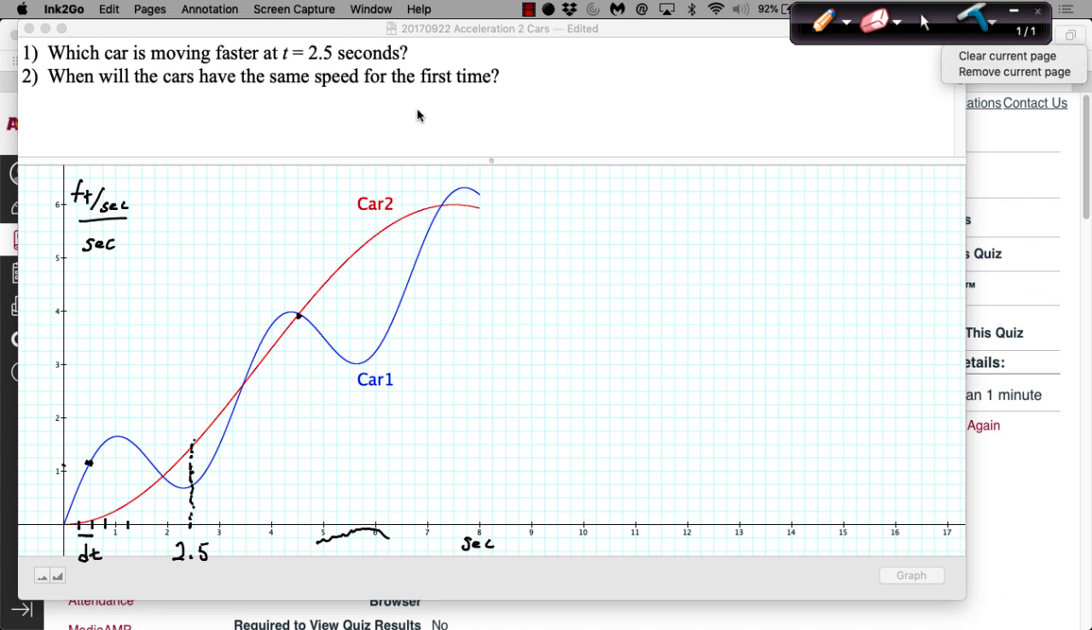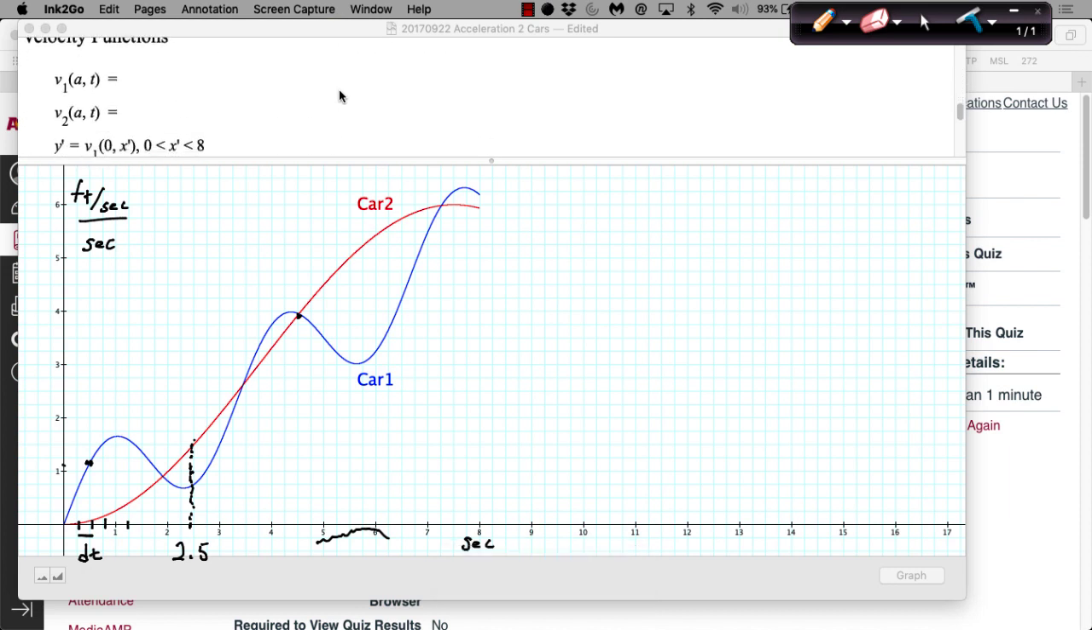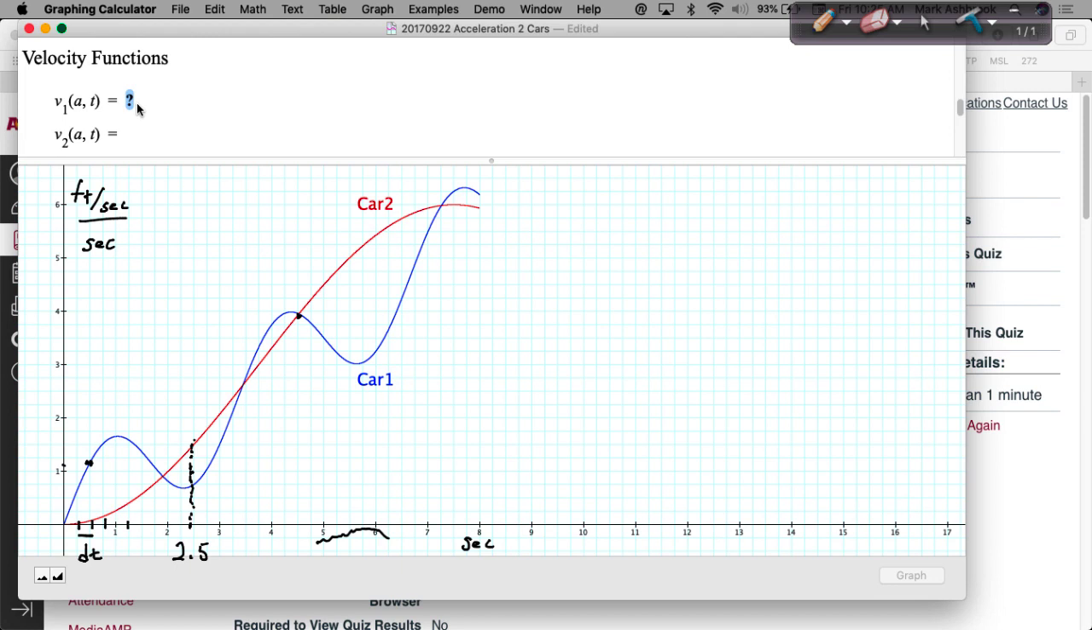I got to write velocity functions, right? So how do I do that? How do I write the velocity function of car 1? See, the net accumulation function is how I can get exact values of velocity rather than eyeballing it off a rate of change function. Okay, antiderivative. Integral, right? Accumulation.